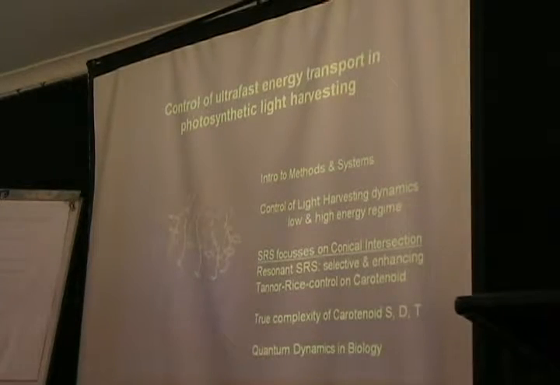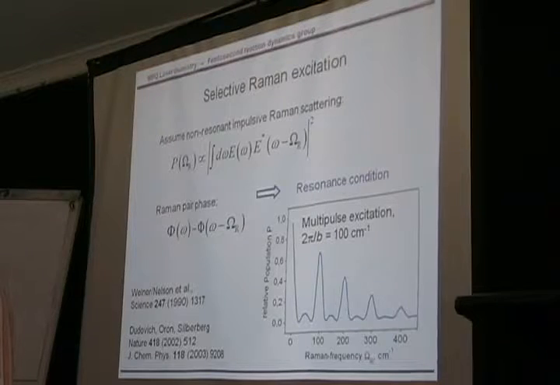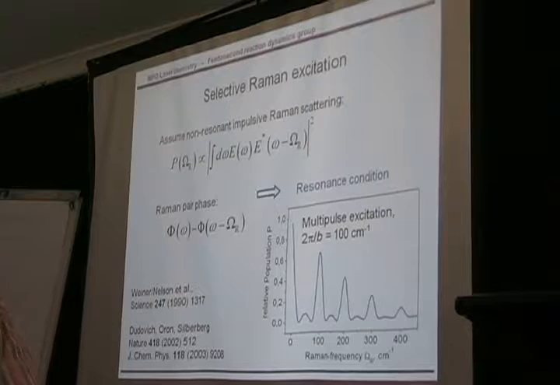Now, what is the reason? You have a simple model that relates to these multipulse excitations for non-resonant excitation, meaning an excitation that is not resonant with two electronic states. It's a non-resonant infrared pulse, for instance.